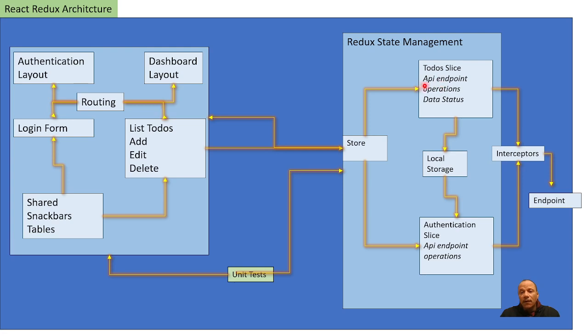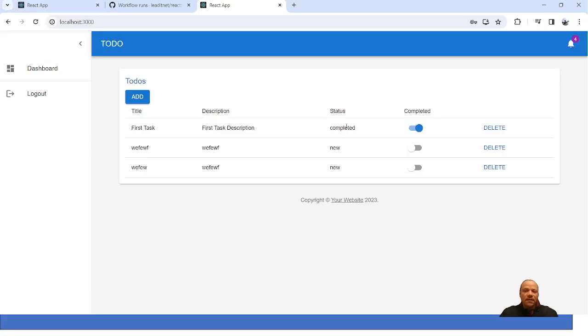Both slices are going to call backend endpoints, which will pass through interceptors before calling the endpoints. Let's have a look at the app and the code. This is our basic application.